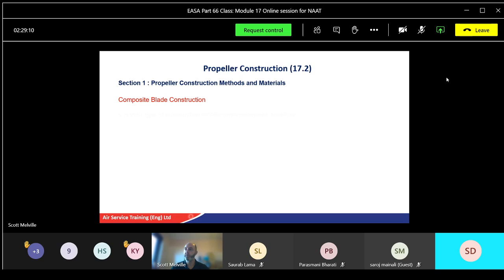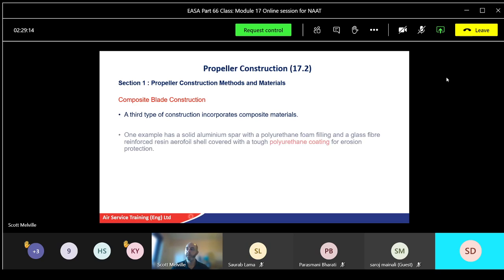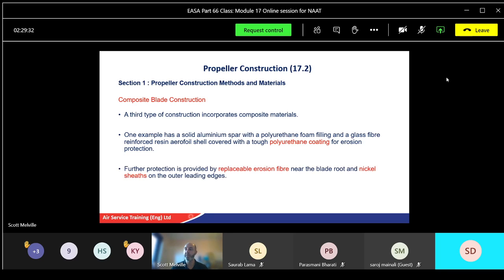Composite blade construction. A third type of construction incorporates composite materials. And one example has a solid aluminium spar and a polyurethane foam filling. The foam filling fills up the gap, but also helps with rigidity as well. A reinforced resin airfoil shell is covered with a tough polyurethane coating for erosion protection. Protection is provided by a replaceable erosion fibre near the blade root, and nickel sheaths again, just like we saw in the wooden ones, on the outer and leading edge. It helps to protect it.